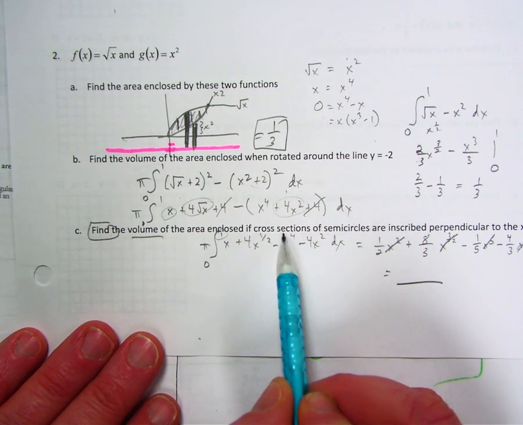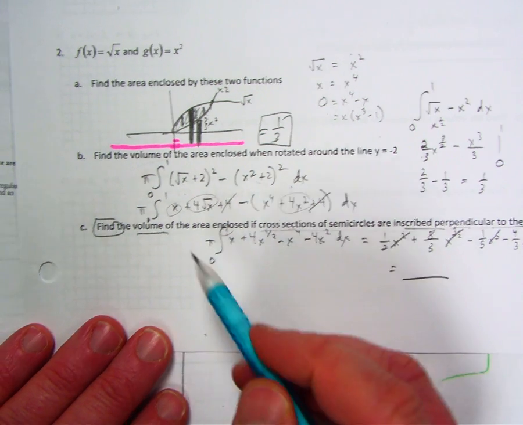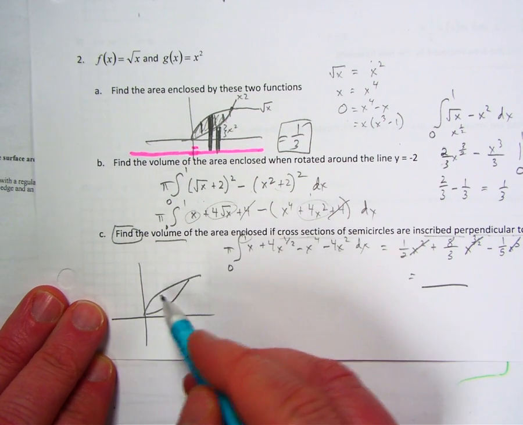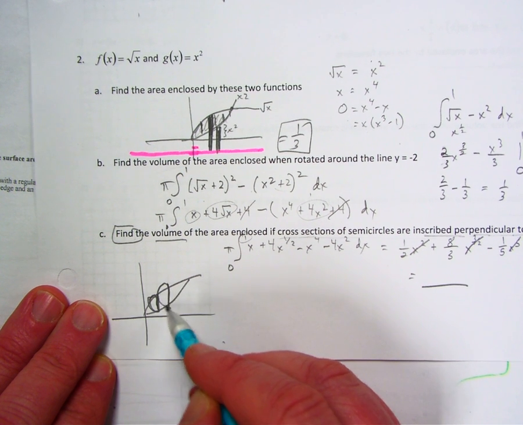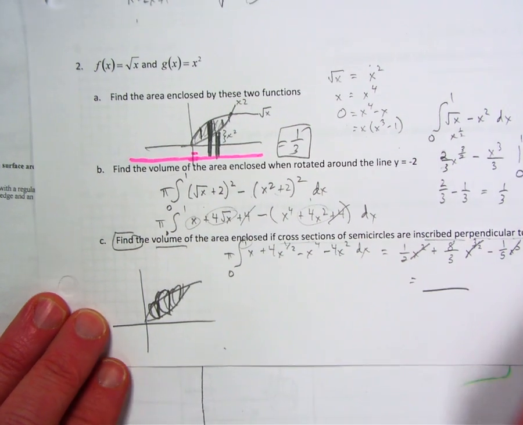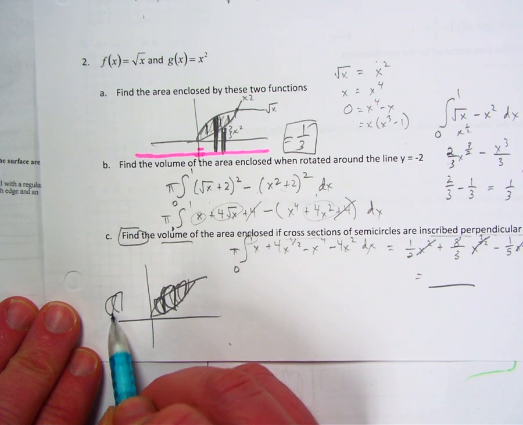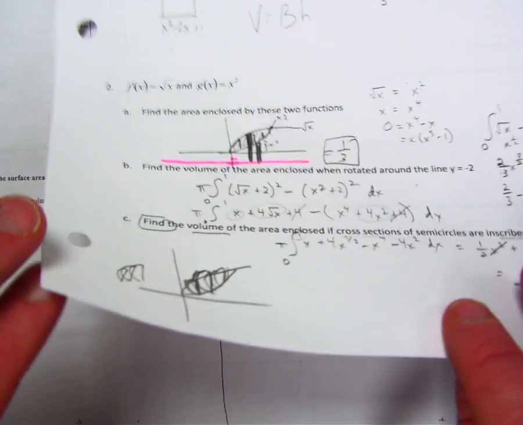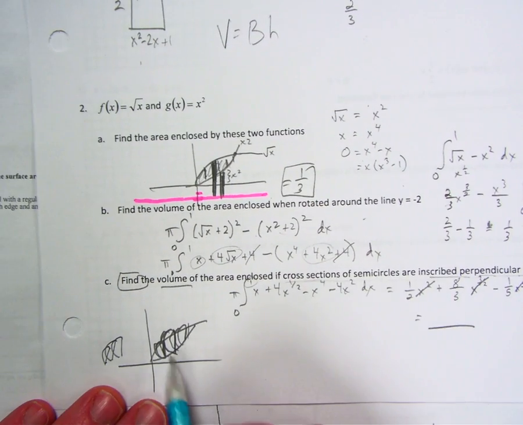Find the volume of the area enclosed if cross sections of semicircles are inscribed perpendicular to the x-axis. So in other words, we have our same area, only we have semicircles coming off the page. You've got a bunch of little circles there. That's not a very good drawing, but if you make semicircles following that pattern, they're perpendicular to the x-axis.